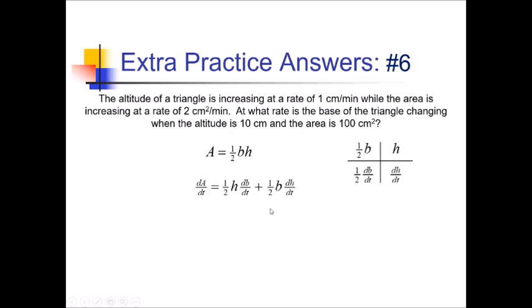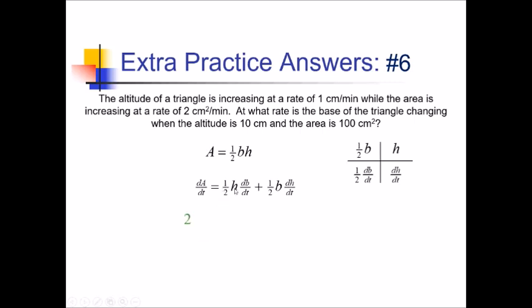Now, they wanted to know at what rate is the base of the triangle changing. So ultimately, we're solving for this dB over dt part. So that means there's, let's see, 1, 2, 3, 4 things that we need to find values for in order to solve for dB over dt. All right, well, starting on the left here, dA over dt, that's the rate of change of the area. They said the area was increasing at a rate of 2 square centimeters per minute. So dA over dt can be substituted with 2.